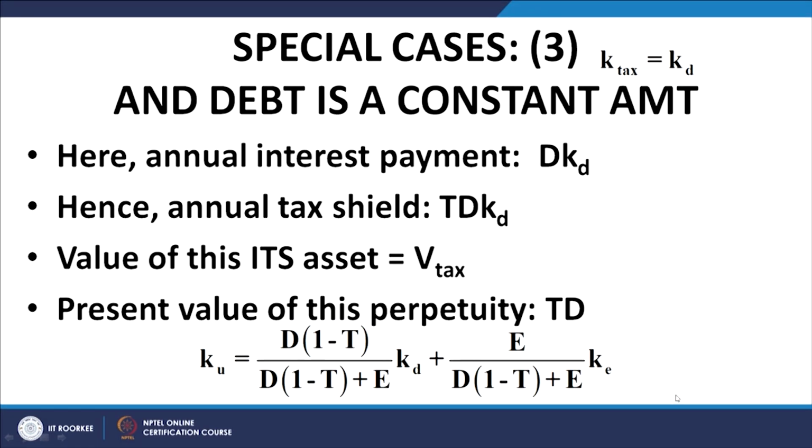And furthermore, if in addition the amount of debt is constant over the life of the firm, then we can simplify the expression further as shown in the slide, and we end up with the formula given in equation number 5. Here we are assuming the interest tax shields as a perpetuity and then discounting this perpetuity at the cost of debt, which leads to the present value of the perpetuity as the tax rate times the amount of debt, and which has been substituted in equation number 4 to get equation number 5.